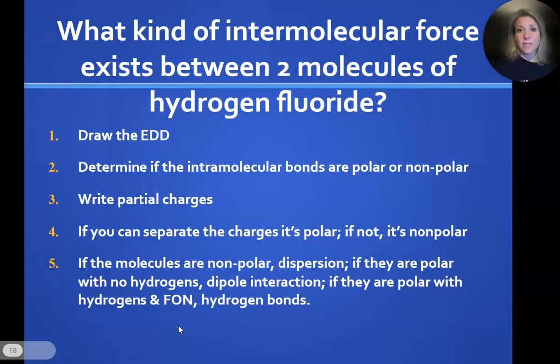All right, so let's say that you have a question that says, what kind of intermolecular force exists between two molecules of hydrogen fluoride? The first thing you have to do is draw the electron dot diagram. You need to figure out, is hydrogen fluoride polar or nonpolar? We have one bond in there. Once you figure out whether the intramolecular bond, the bond between the hydrogen atom and the fluorine atom, is polar or nonpolar, figure out the partial charges, and then you can determine if the whole molecule is polar or not.